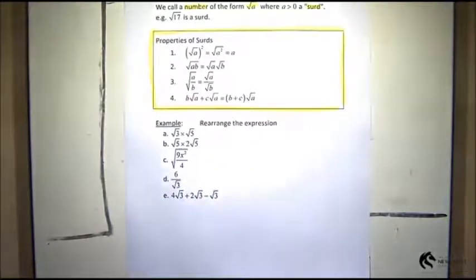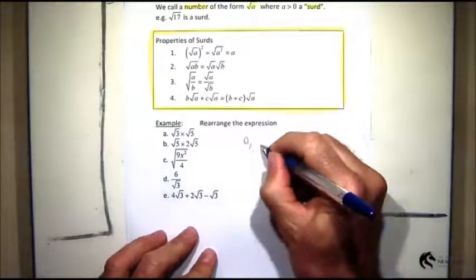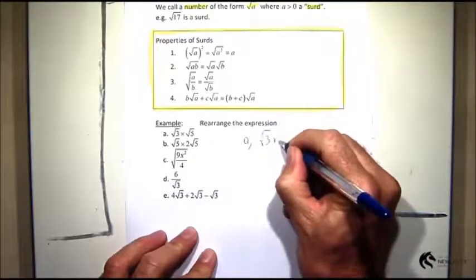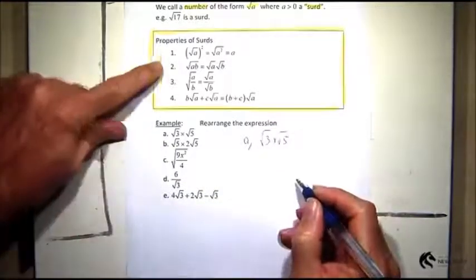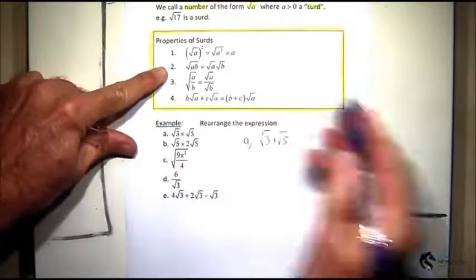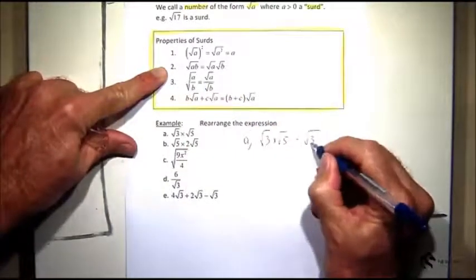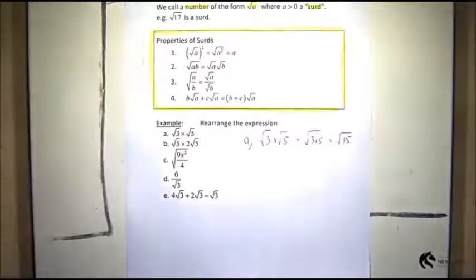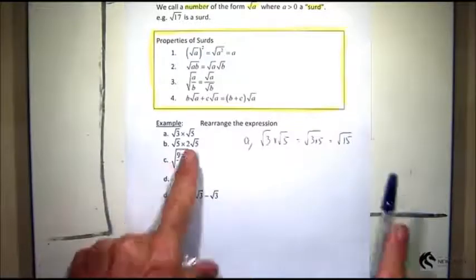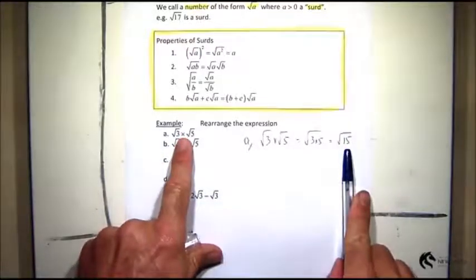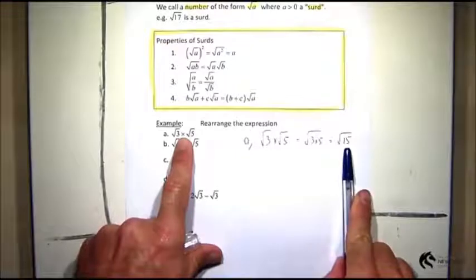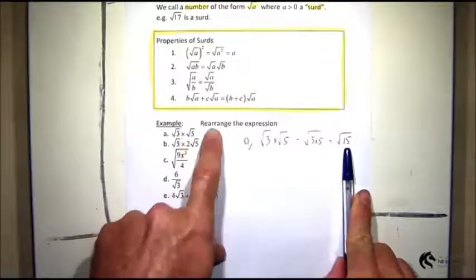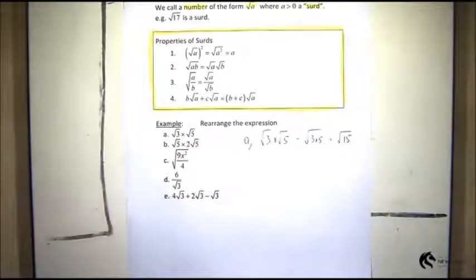A says the square root of 3 times the square root of 5, using law 2 backwards. This is the same as the square root of 3 times 5. And so I can say the square root of 3 times the square root of 5 is the square root of 15. Which one of those is simpler? Who knows? They're just the same number. All right, so I've rearranged them in there.